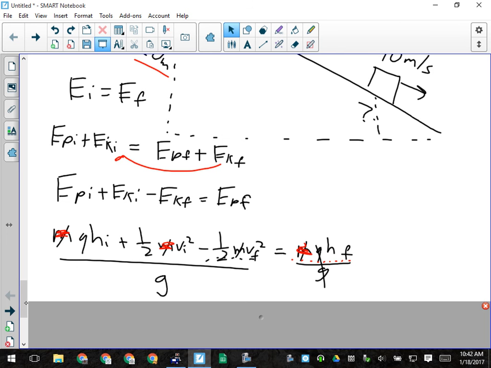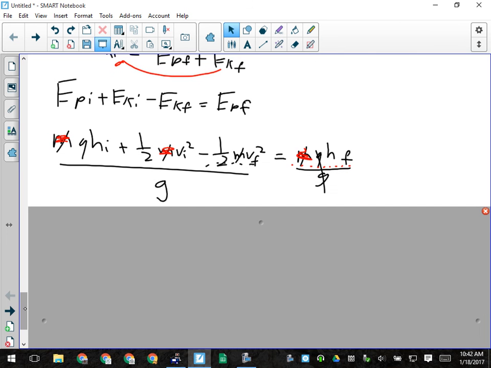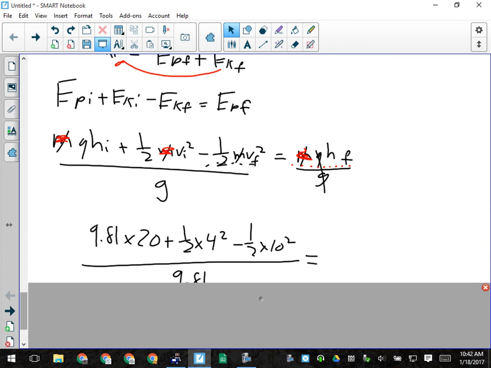Next step then is that I need to plug in my numbers. That's going to be 9.81 for g. For hi, it'll be 20. For vi, it'll be 4 meters per second. For vf, it'll be 10 meters per second, and then divide by 9.81. So it'll look like this.